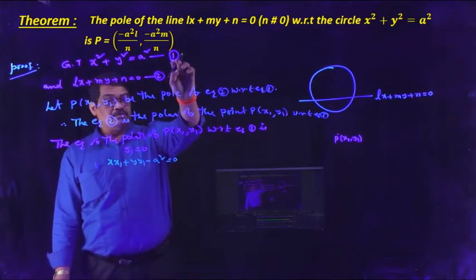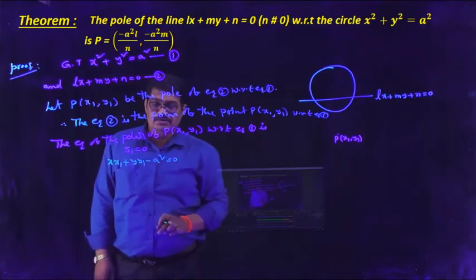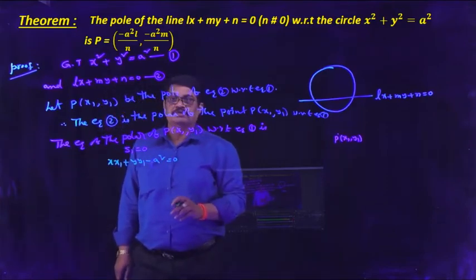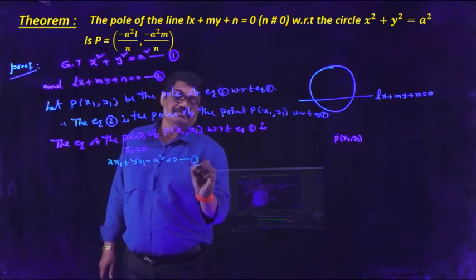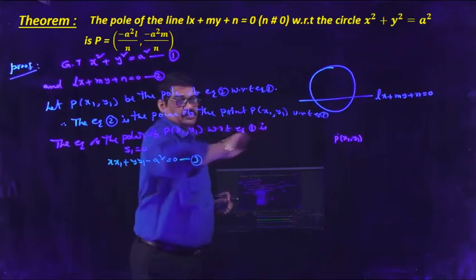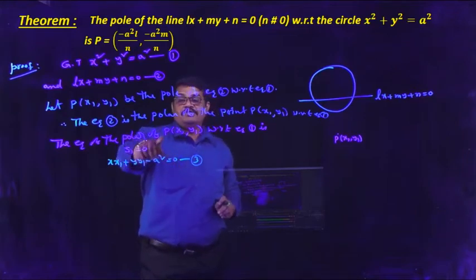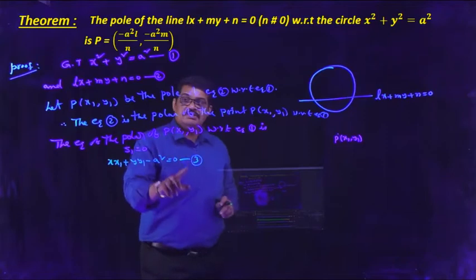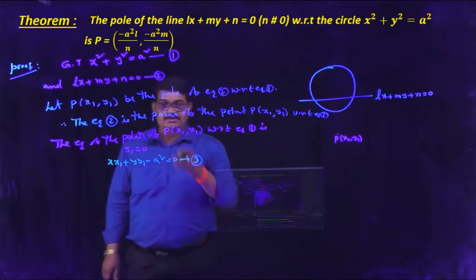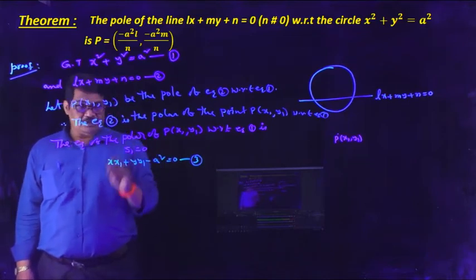For this circle, we are writing the polar of P of x1, y1. Okay, that is S1 is equal to 0. What is S1? xx1 plus yy1 minus a square is equal to 0. This is same equation 3. Here, equation 2 is the polar of P with respect to the circle equation 1. Equation 3 is also polar of P with respect to the circle equation 1. These two equations 2 and 3 represent the same line, since these two are the polars of P of x1, y1 with respect to the circle.